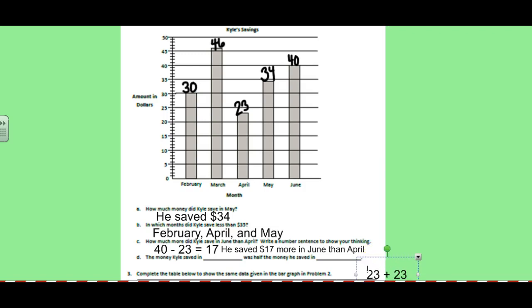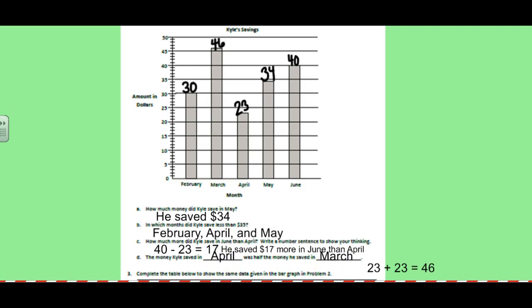23 plus 23. I know that in the ones place I have 3 and 3, and I know that 3 and 3 is equal to 6, and I know in the tens place I have 20 and 20, and I know that 20 and 20 make 40, so that would give me 46. So that tells me right there that if I had 2 of these bars for April, that it would make it all the way up there to 46. So the money Kyle saved in April was half of the money he saved in March.